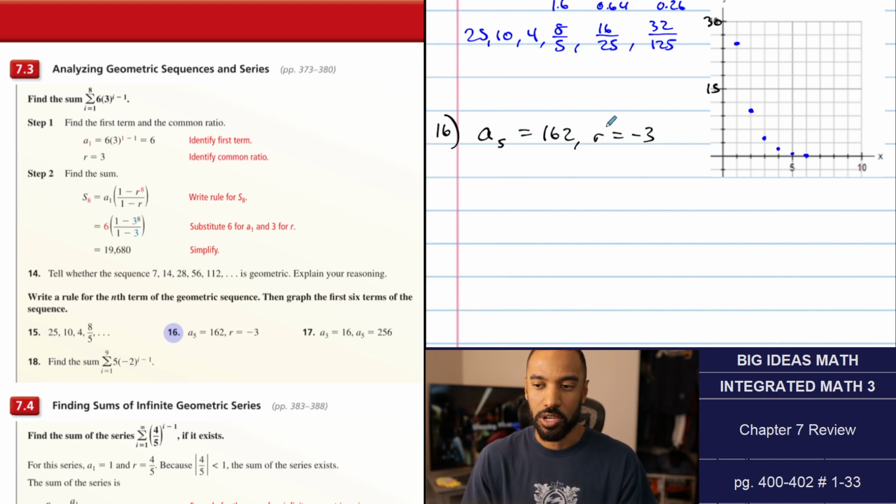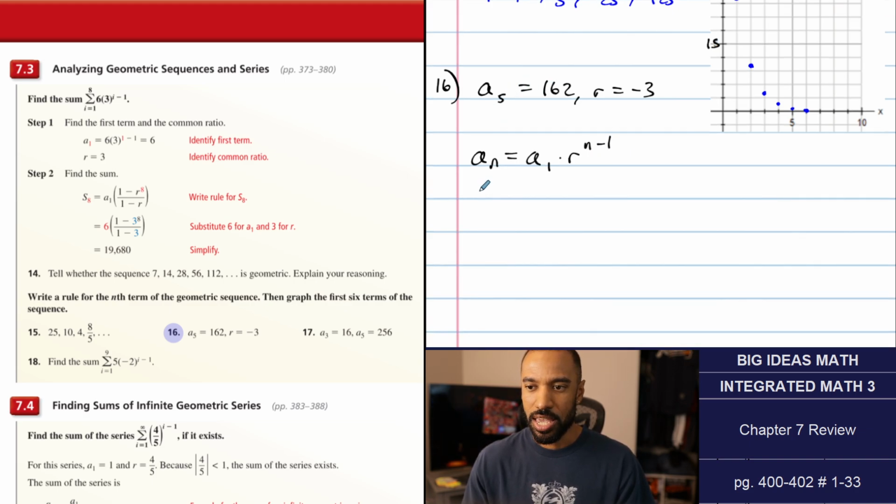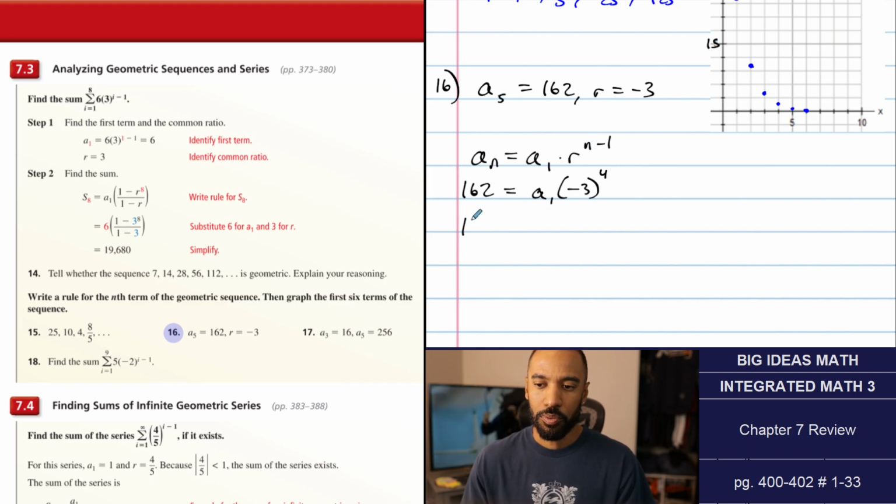This is like finding the equation of an exponential function given a point, (5, 162), and your multiplier is -3. Now, what we have is the rule a sub n equals a sub 1 times r to the n minus 1 power. Let's plug these things in. 162 is the fifth term. We need to find the first term based off knowing we have a common ratio of -3, and 5 minus 1 is 4. -3 to the fourth is positive 81. So 81 times a sub 1. Divide by 81, you get a sub 1 equals 2.